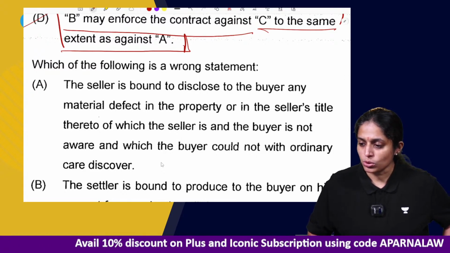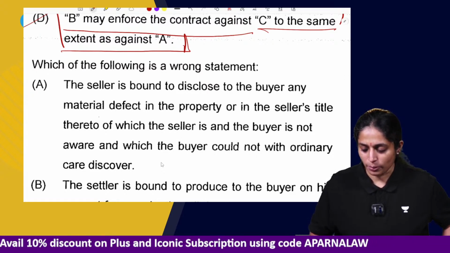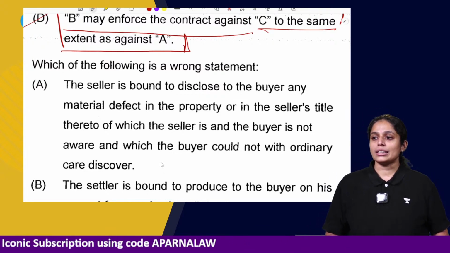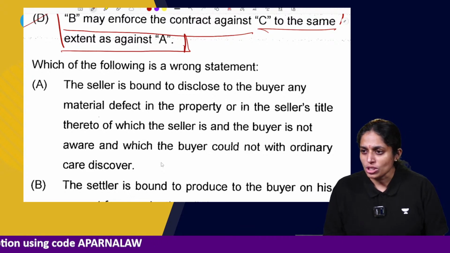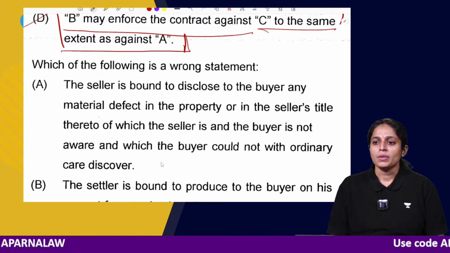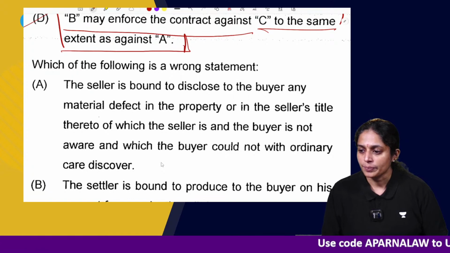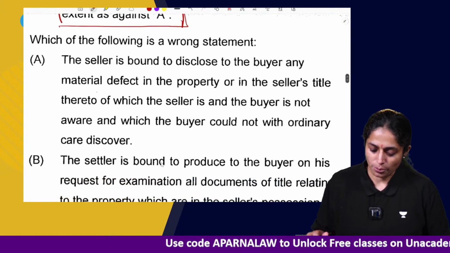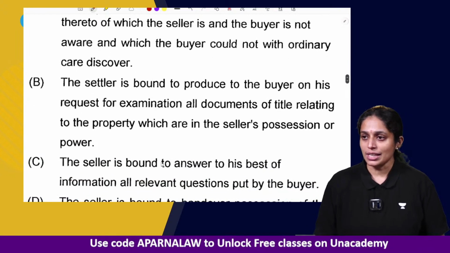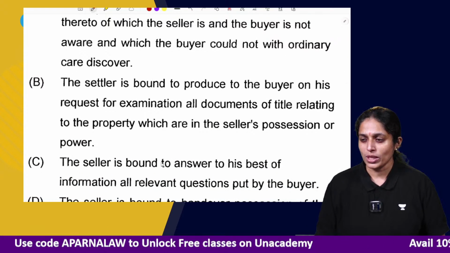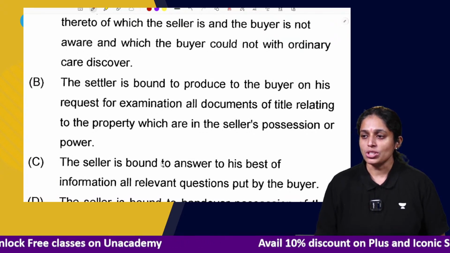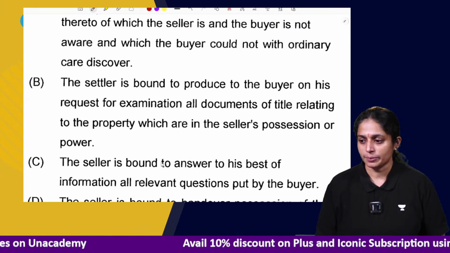The seller is bound to disclose to the buyer any material defect in the property or in the seller's title thereto, of which the seller is aware and the buyer is not, and which the buyer could not with ordinary care discover. This is the first option. Next, option B: the seller is bound to produce to the buyer on his request for examination all documents of title relating to the property which are in the seller's possession or power.